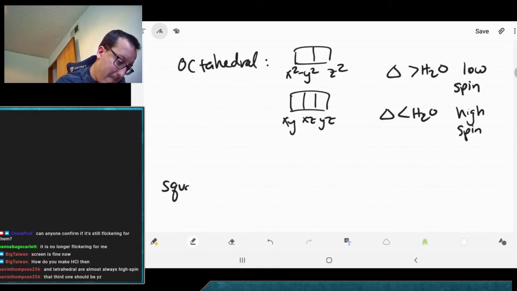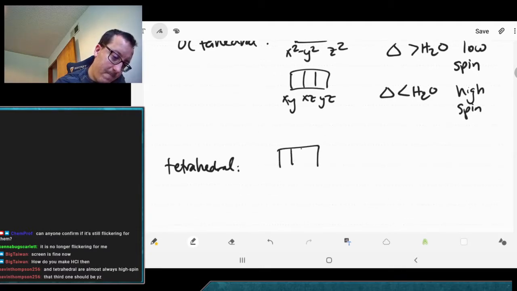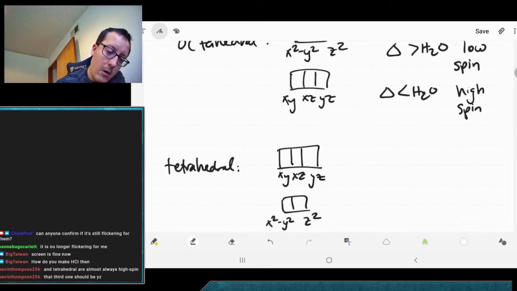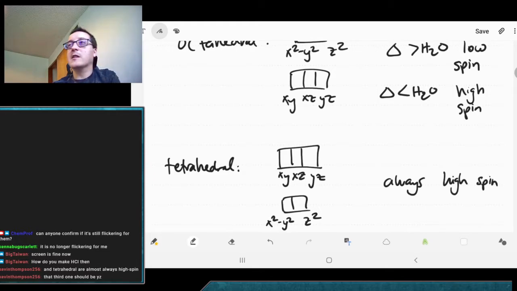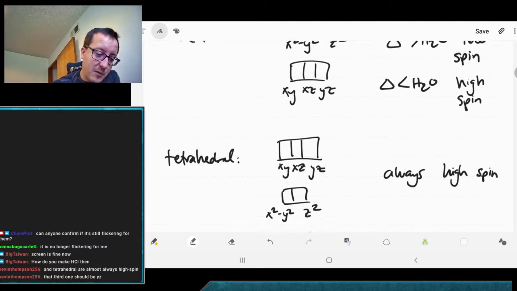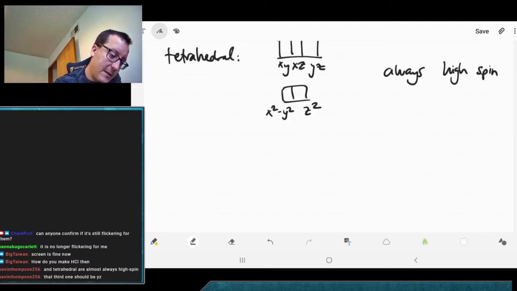For tetrahedral next, because it's just right here, it's the opposite. We're going to just say that those are always high spin. Again, there will always be exceptions, but suffice it to say.